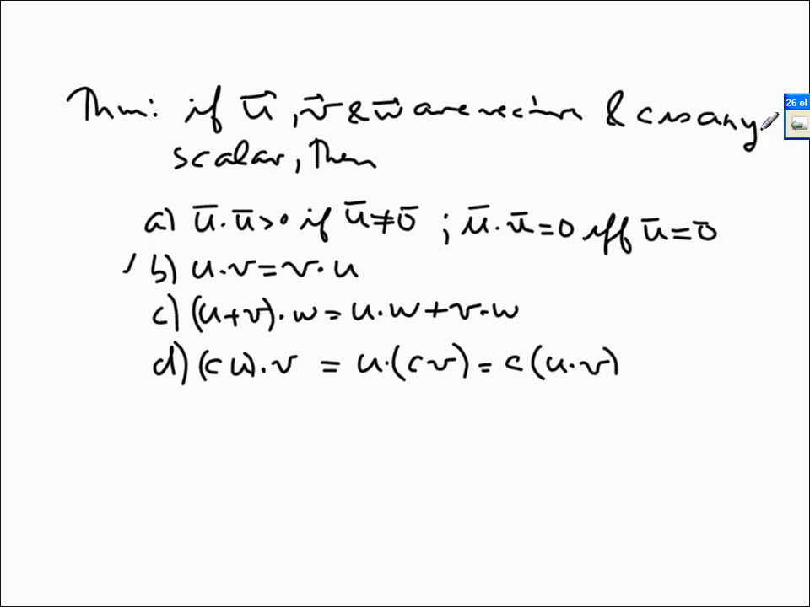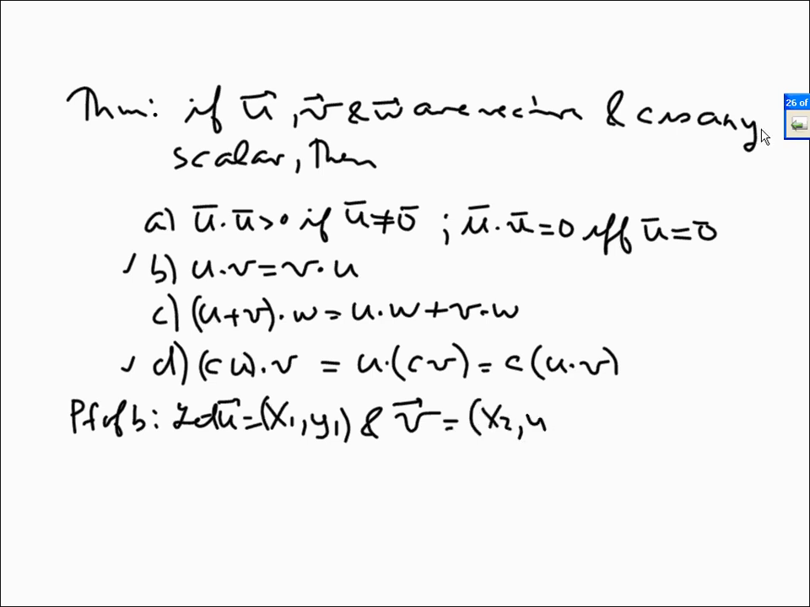And maybe I'll prove b and d. Proof for b. Let u equal (x1, y1), and vector v equal (x2, y2).